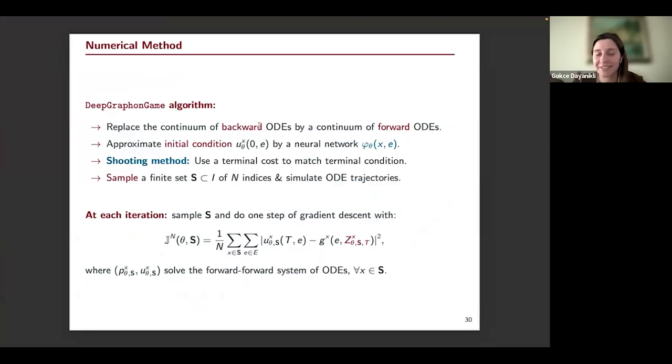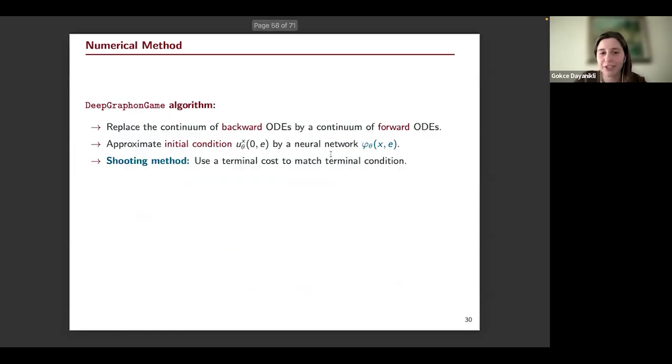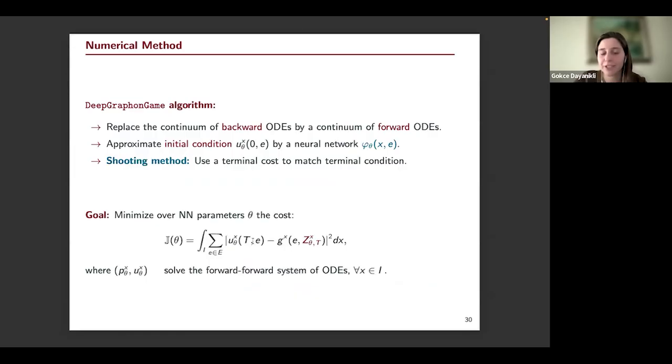So I was saying that the same idea is going to apply. We are going to change the backwards equation, which is the HJB, and write it as a forward one. And then we are going to choose the initial condition to match this terminal condition. So we are going to end up with a terminal part where we choose the initial position with the neural network, and we are going to try to minimize the error between where we end up and where we should end up, which is the terminal cost of the agent. But this is on the continuum.